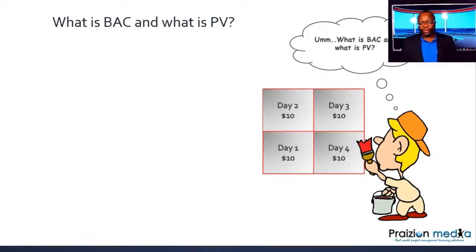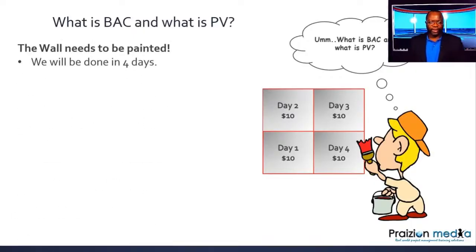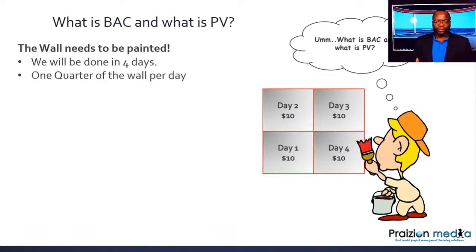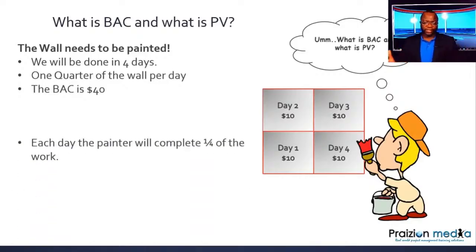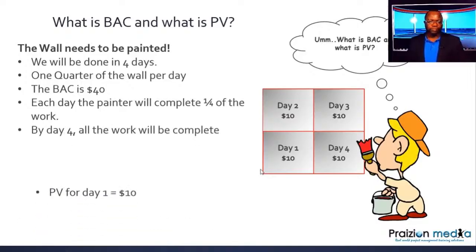So $40 is the BAC. Very good. That is the BAC. All right. So let's move along. I'll try to make this quick, okay? The wall needs to be painted. It will be done in 4 days. We're going to do a quarter of the wall a day. I hope you guys get that, okay? BAC is $40. Each day, the painter will complete a quarter of the work. So we've pretty much established that. By day 4, all the work will be completed.